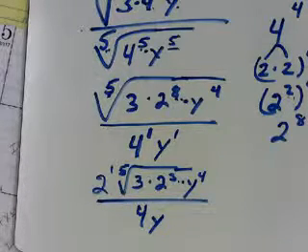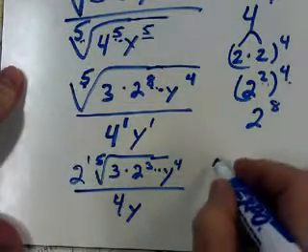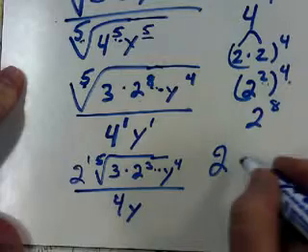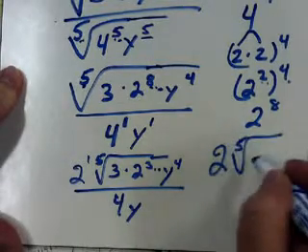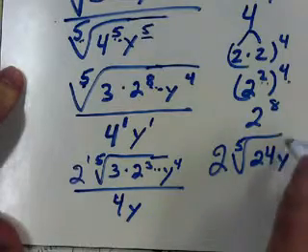So, Mr. Horman, would you take that 2 to the 3rd and make it an 8, or do you leave it? Yeah, I would. What's 2 to the 3rd? 2 times 2 is 4, times 2 is 8, times 3 is 24. So to finish simplifying this, I would have 2, the 5th root of 24, y to the 4th, over 4y.